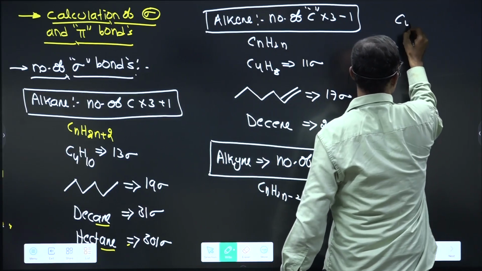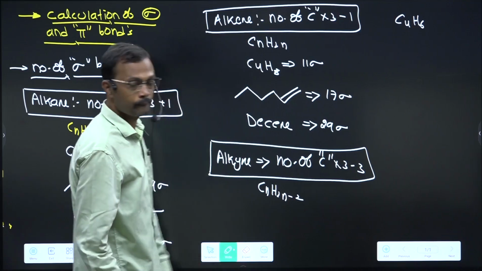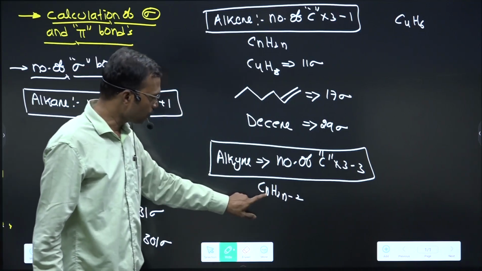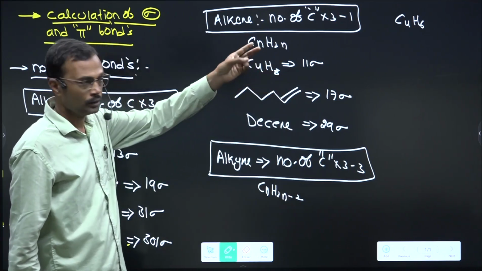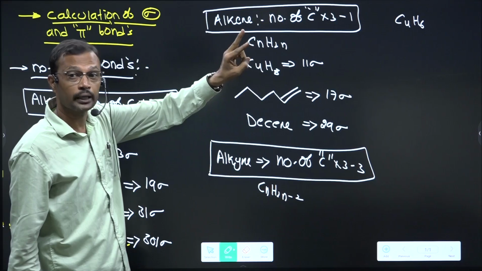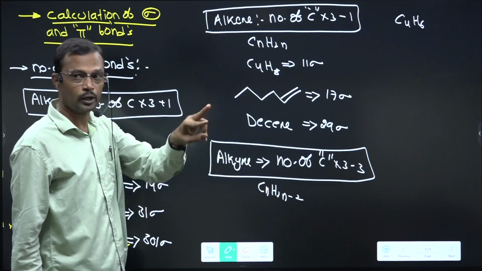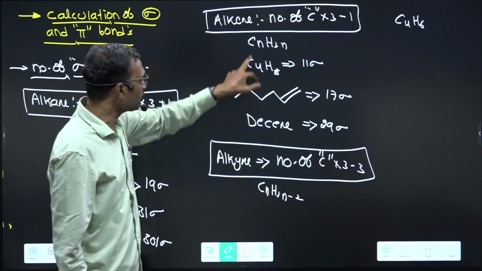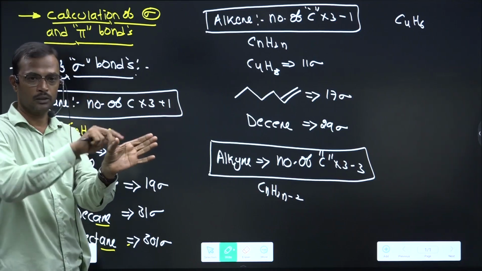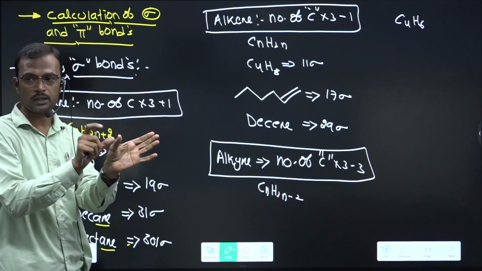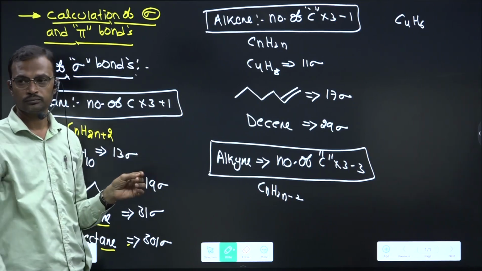C4, can I say C4H6? C4, 2 into 4, 8 minus 2, 6. C4H6. If you double the carbon number, alkene. After doubling, if you remove 2 hydrogens, alkyne. If you add 2 hydrogens, alkane. So your target is alkene. Take the alkene carbon, double that number. Suppose if 14 carbons are there, 28. Add 2, alkane, remove 2, triple bond.